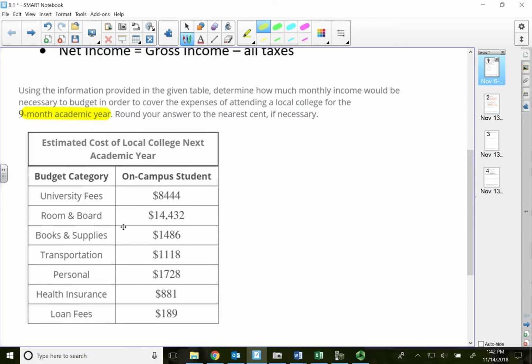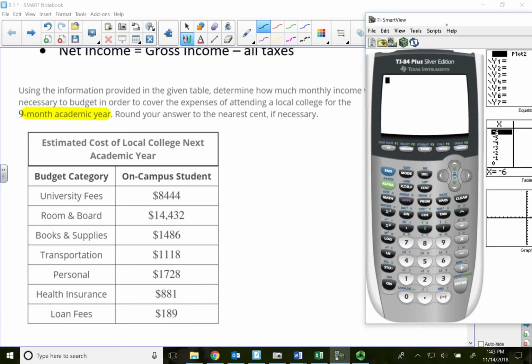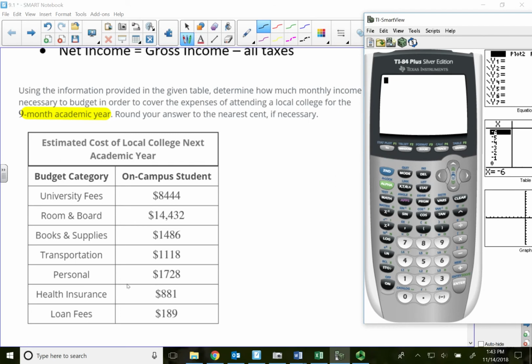So basically, in order to figure out the necessary monthly budget just to go to college for 9 months, we need to figure out exactly how much money we need to actually spend and then divide it by the 9 months. Then we can figure out what every month is going to be. So all I'm going to do here is just type in these numbers and add them all up and see what my total expense is going to be. And then we can divide by the 9 months.